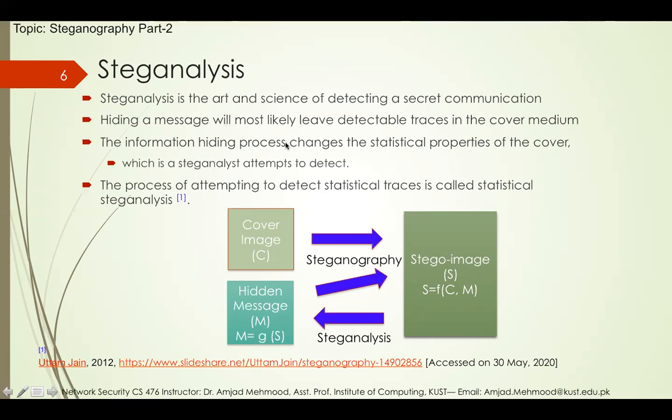He can observe that by observing different kinds of traces. By using those traces, the steganalyst gets your information, or tries to find where you have stored the information inside that image, text, or video. The process of attempting to detect statistical traces is called statistical steganalysis. Now here you can observe where the steganalysis is.